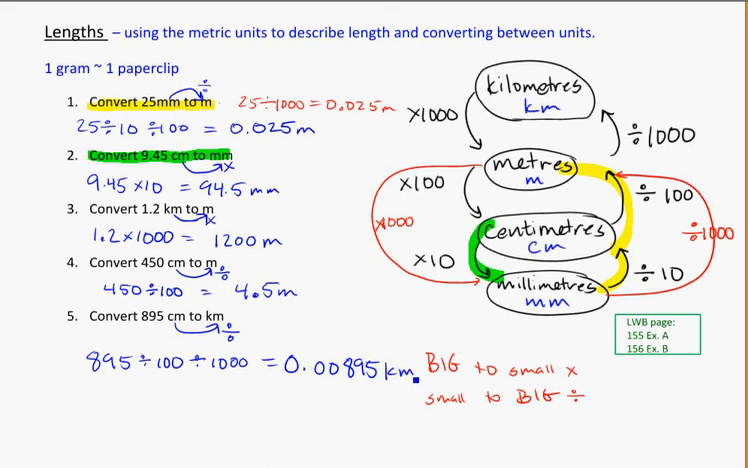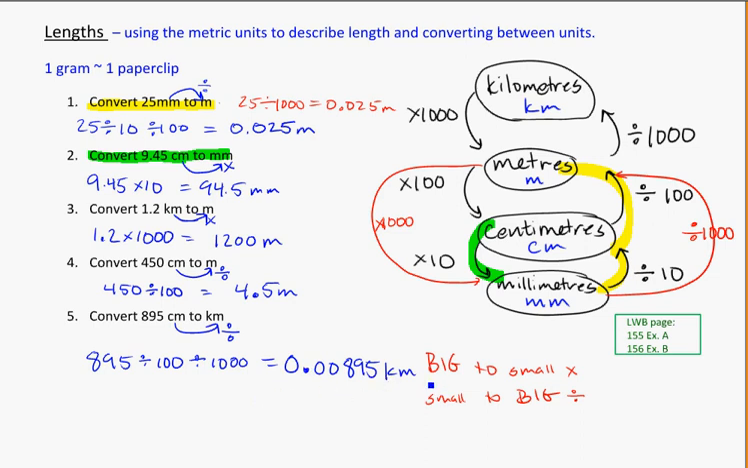And again, 895 centimeters is close to 900. 900 centimeters is about 9 meters, and I know I need 1,000 meters to get to a kilometer, so 9 meters is nowhere near 1,000. So I should have a very small number here for kilometers, and that's what we see.